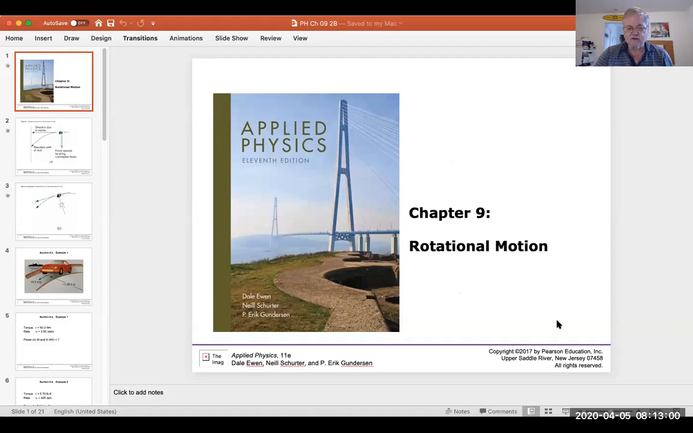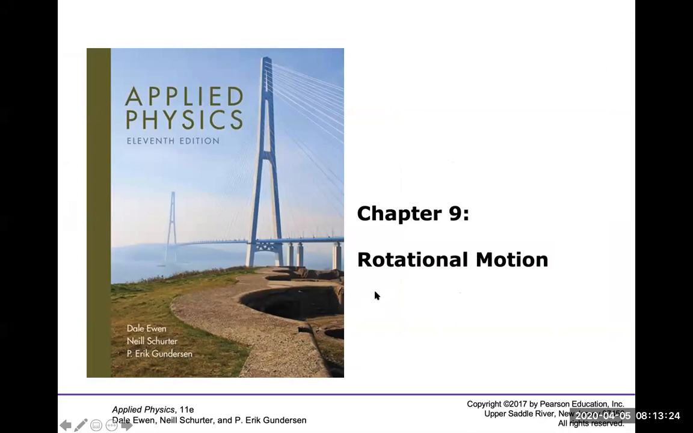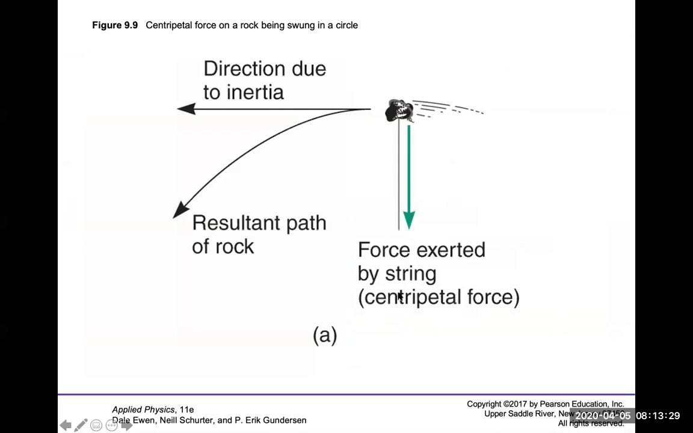Here is our bridge. Here's our textbook, Chapter 9, Rotational Motion. Let's get the slideshow going, and we'll be cutting back and forth between the whiteboard and the PowerPoint. So there's our bridge. It's on the cover. We don't know quite where that is. Portugal has a bridge like this, but I think Florida does too. So we're going to talk about centripetal force. There's that word in parentheses toward the bottom, centripetal force.